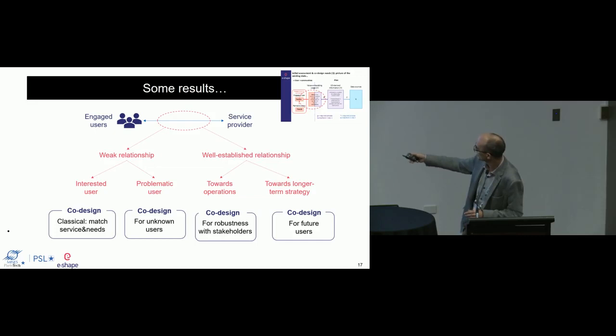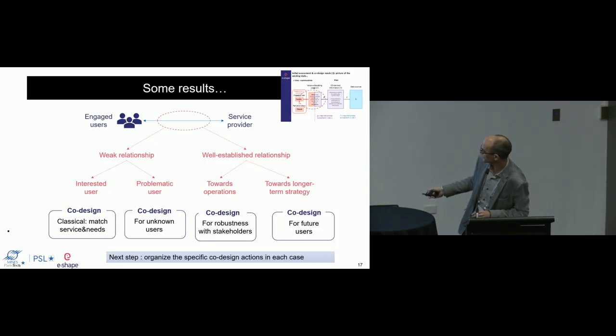And the last situation, it's possible that you have a well-organized relationship with some users, but for the future, you have to discover the future users. So you have to extend your user base. And here you need a fourth form of co-design action. So you see how the framework helped to identify 4 types of co-design actions that are quite different.